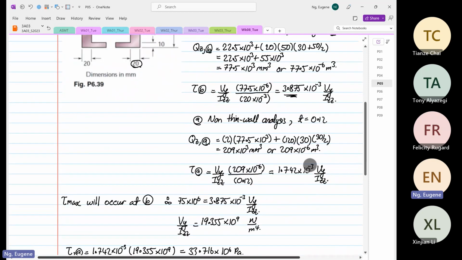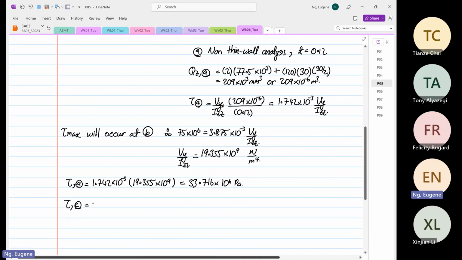Then we also know the shear stress at point C, where the ratio is 2.25. So 2.25 times 10 to the power minus 3 multiplied by 19.355 times 10 to the power 9. 19.355 power 9 times 2.25 power minus 3. So it's 43.549 times 10 to the power 6 Pascal.